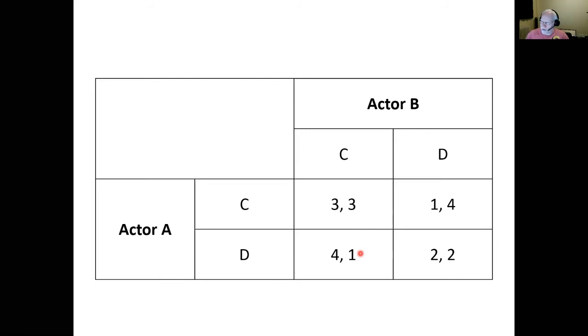So because you speak to the police and he or she doesn't, you get the nice benefit. So the 4, they get the long prison sentence, the 10 years. And here, you're a good partner. You cooperate with your partner, but they defect from the partnership. They're a bad partner. They go free. They get the bonus. You get the terrible sentence.